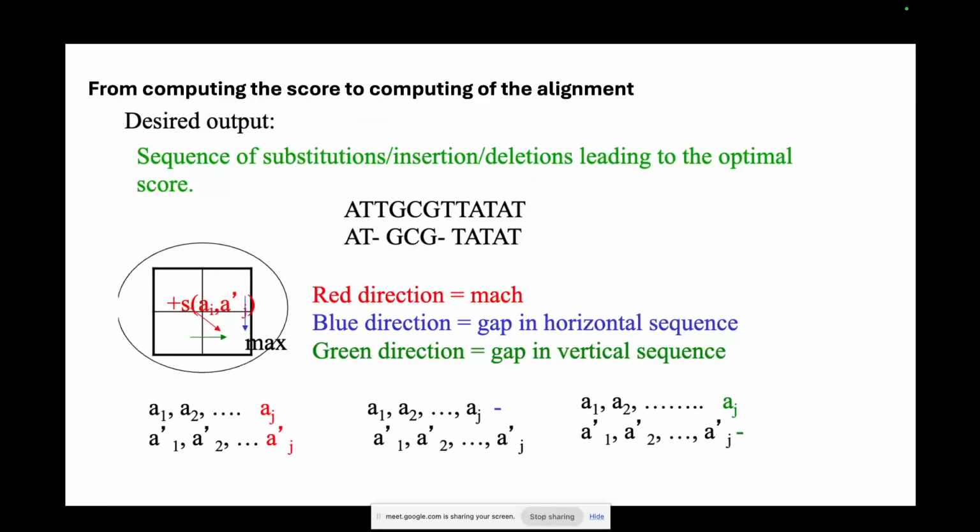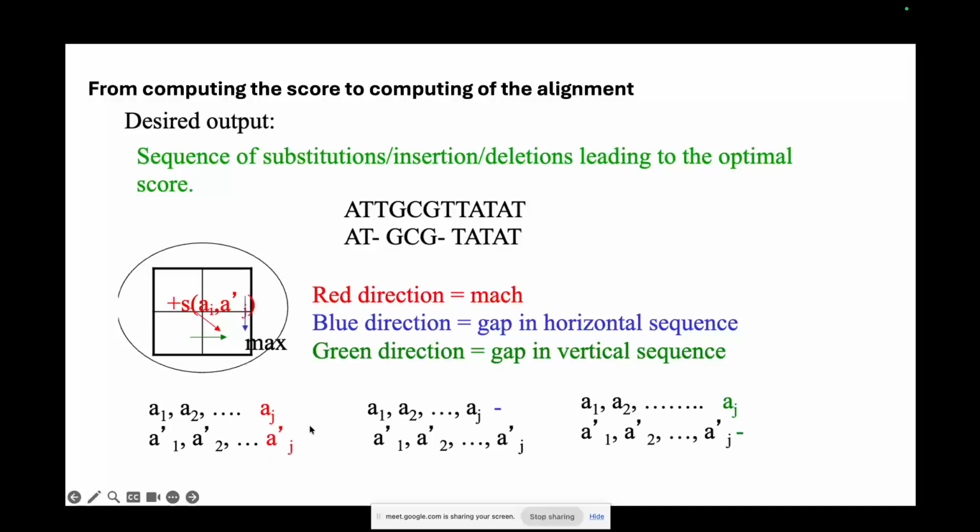Now you have gotten the score. Now the idea is to get the alignment, right? There will be a sequence of substitutions and small indels leading to this optimal score. And so basically here it is represented. If there is a red, there is a match. The match spelling is wrong, sorry for that. If there is a blue, there is a gap in the horizontal sequence, as I said. If there is a green, there is a gap in the vertical sequence. And so these three things represent that.